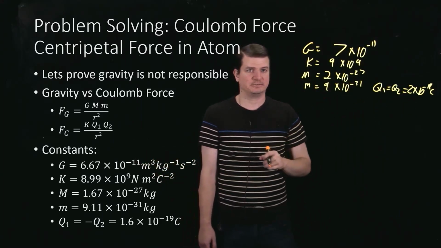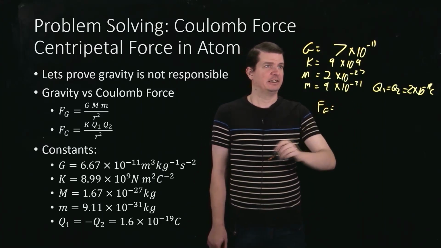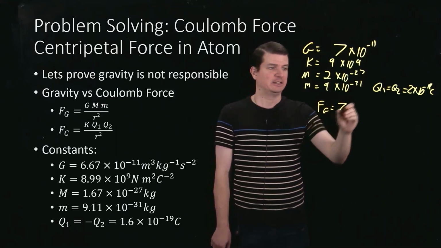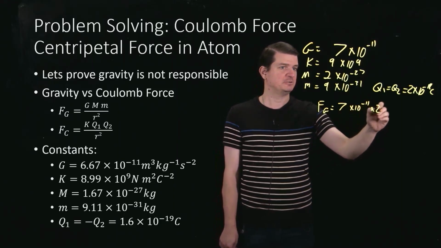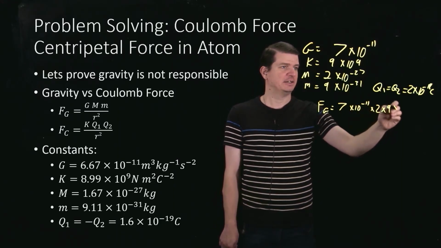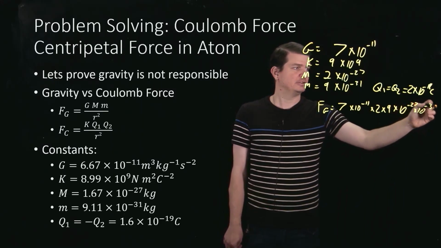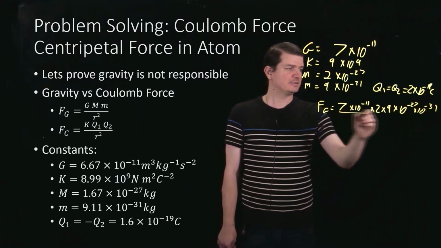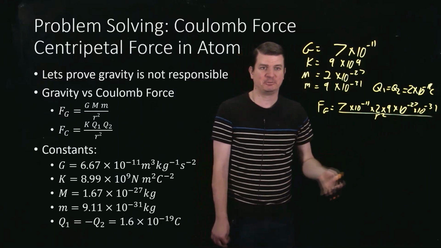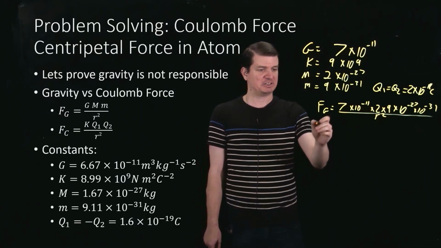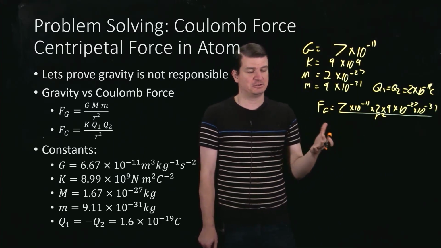If we make these nice rounding substitutions, then we can calculate the force of gravity. It's just going to be 7 times 10 to the negative 11 times our masses, so times 2 times 9, and I'll collect the numbers and then put the powers in the back, 10 to the minus 27 and 10 to the minus 31, all divided by r squared. You notice I haven't looked up a value for r squared. That's okay, because it's going to appear in our other expression as well. So the comparison between the gravitational force and the electric force is true at all distances.